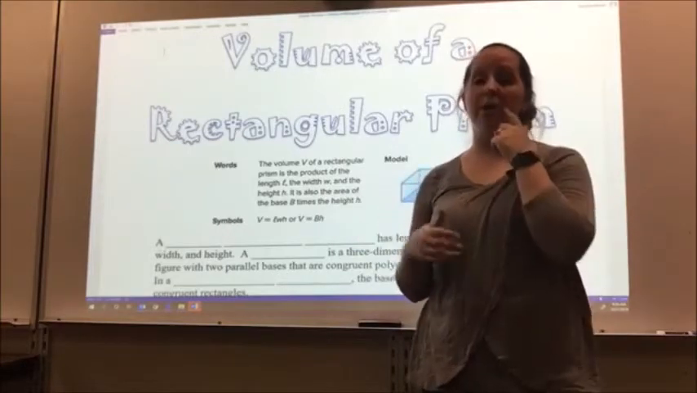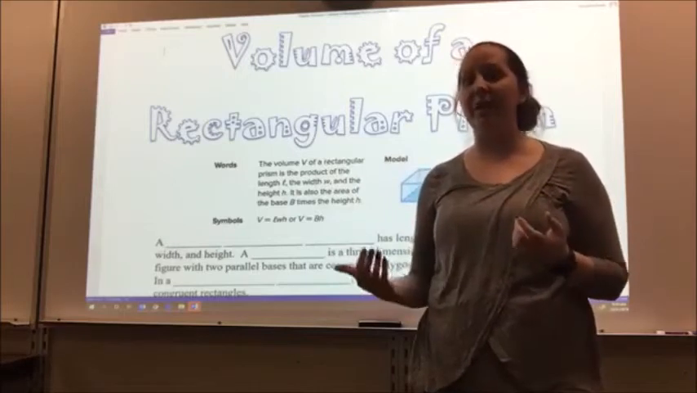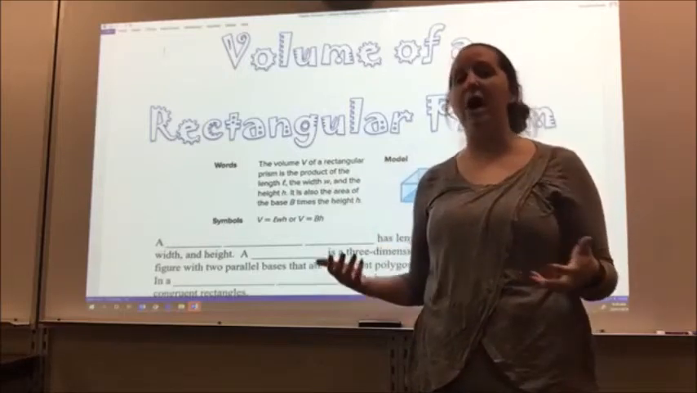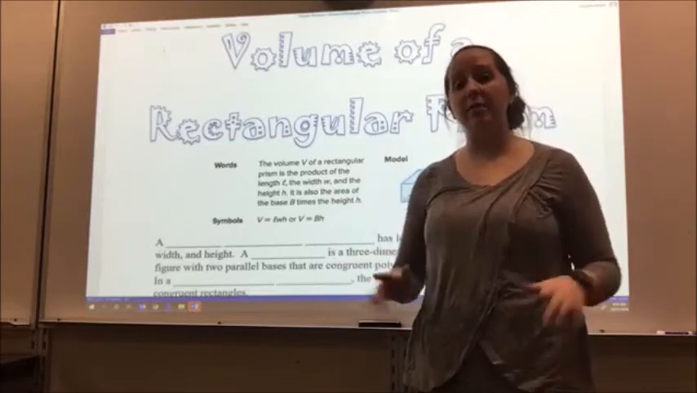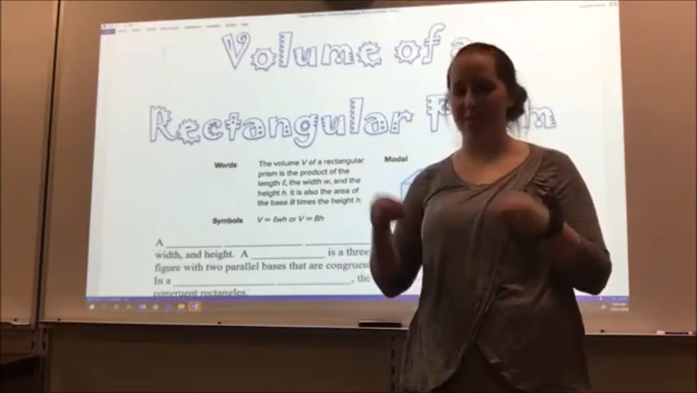Okay, so we've dealt with surface area, which is around the outside, which is actually the area of the physical object, of a three-dimensional object. We've dealt with area of a flat surface, we've dealt with perimeter. So this is volume, what's inside.